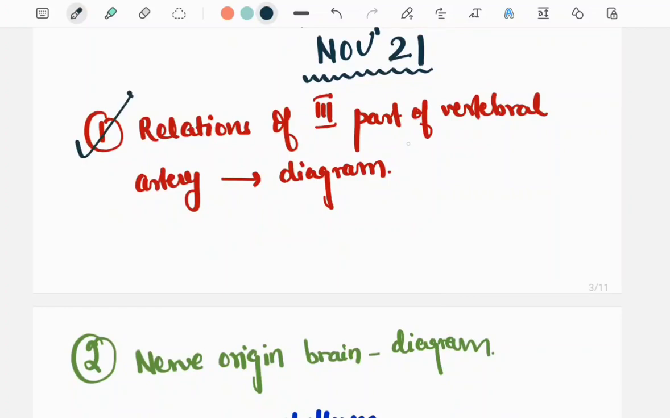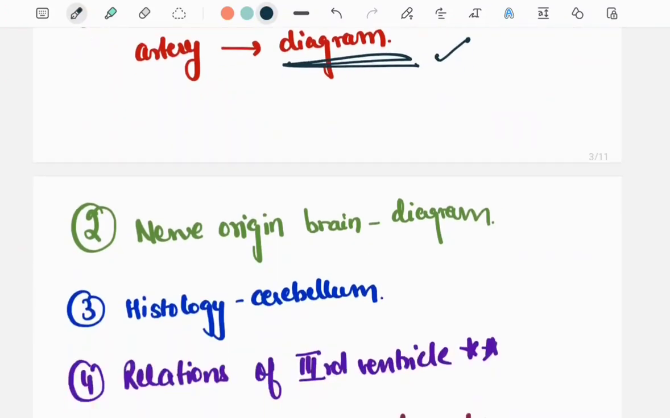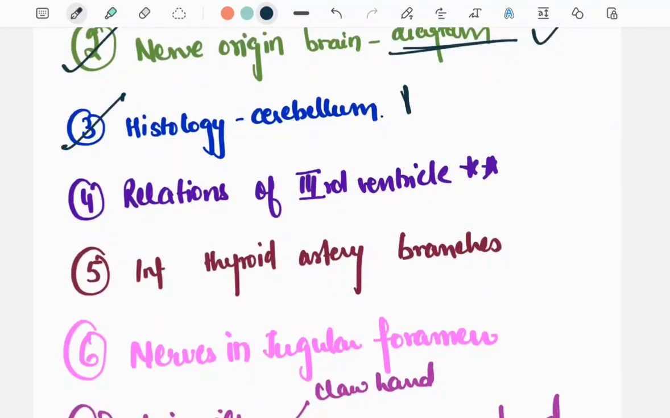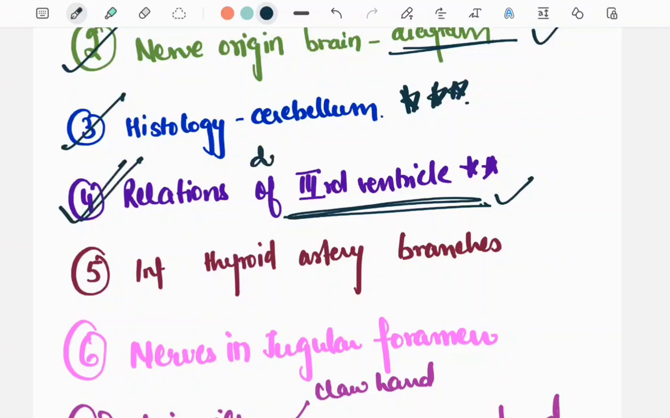Relations of third part of vertebral artery, a diagram was given and it was asked. Then you should know the various origin of the cranial nerves, the origin from which part of the brain. A diagram will be given. Histology of cerebellum, again very frequently asked. Relations of third ventricle, you should know all the relations of the third ventricle. Diagram was given.